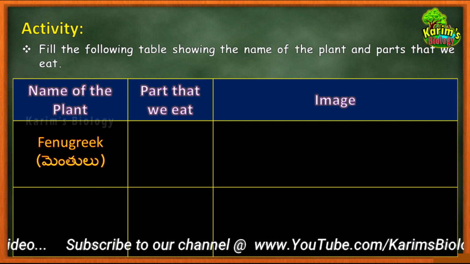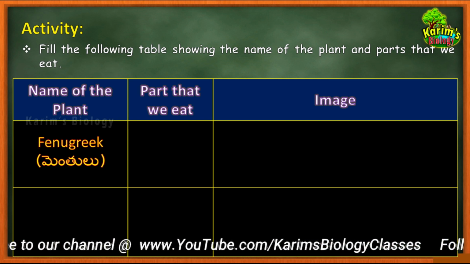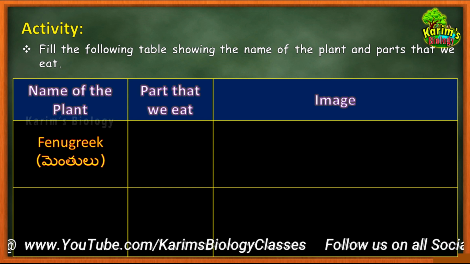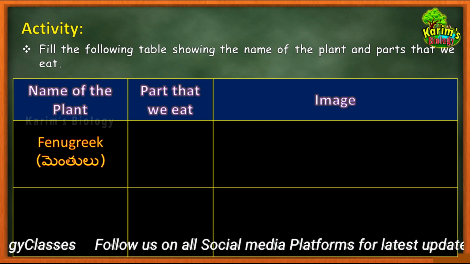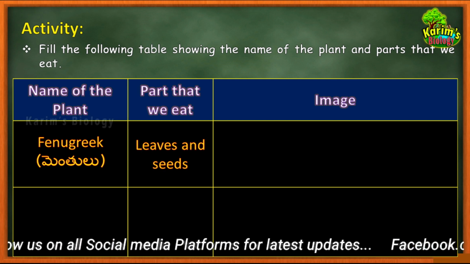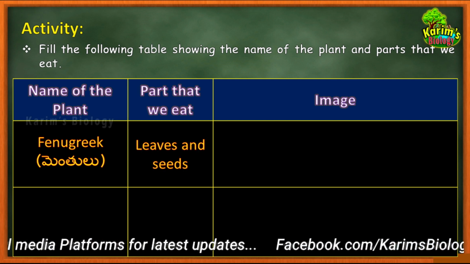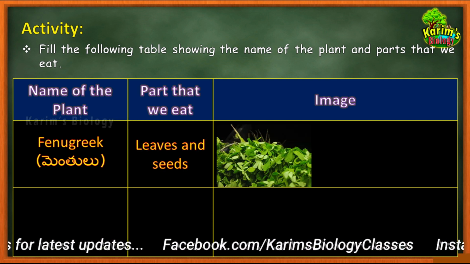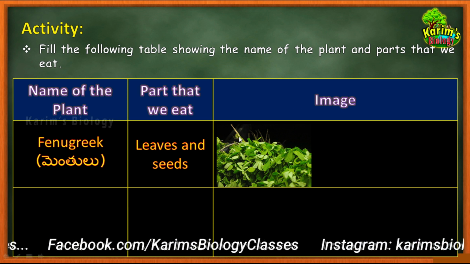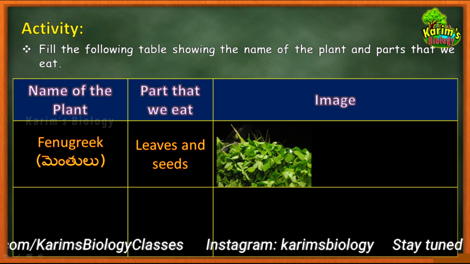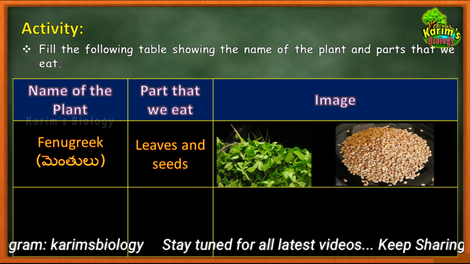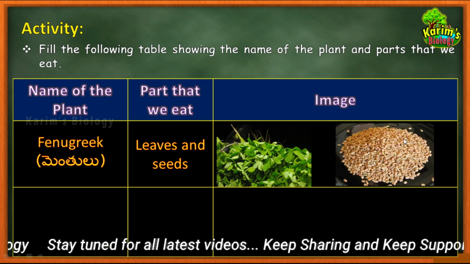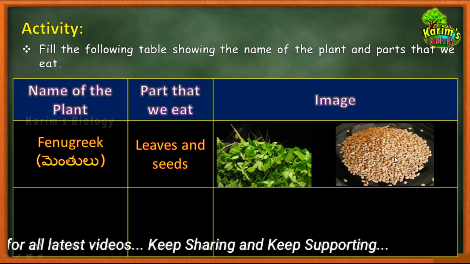So the first plant that is given is fenugreek. Children, do you know what is the Telugu name for fenugreek? We call them mentulu. Okay, and tell me which part of the plant we eat. We eat leaves and seeds of the plants. When you go to market, you can find these leaves of fenugreek which will be cooked as a leafy vegetable, and the seeds of fenugreek will be used as an ingredient in the preparation of food items. Okay, so that's about fenugreek.